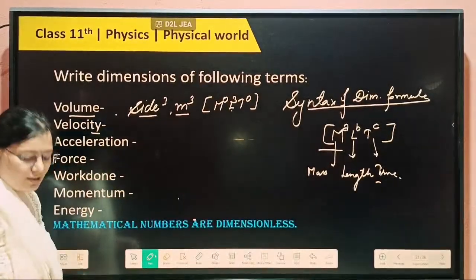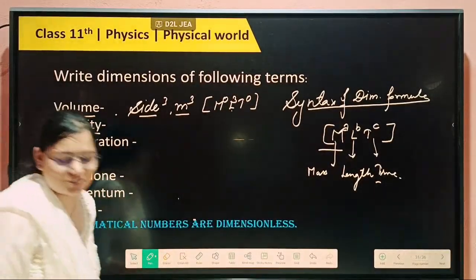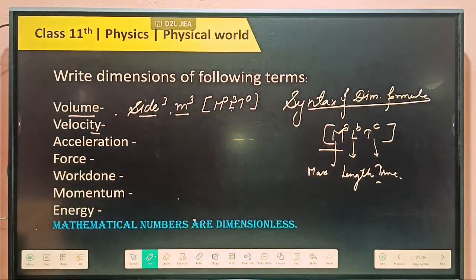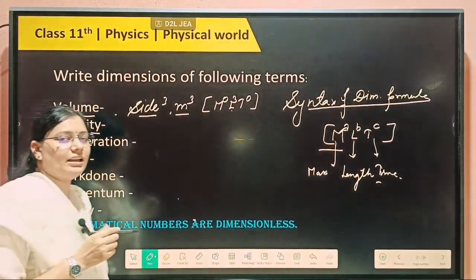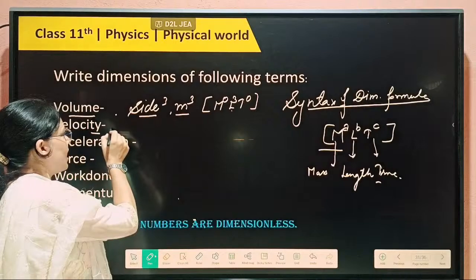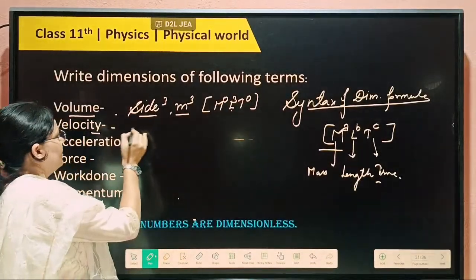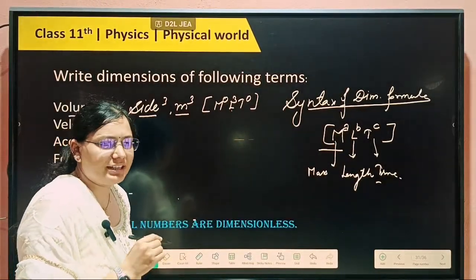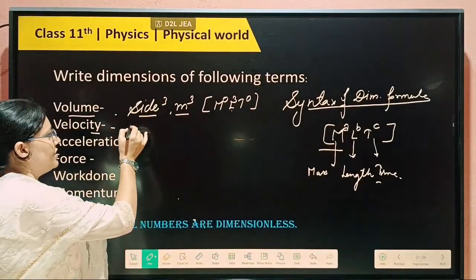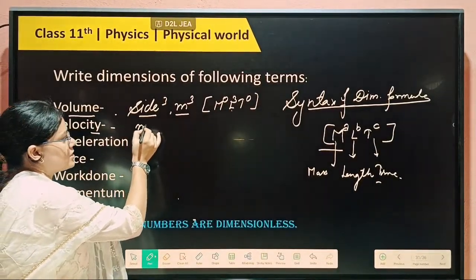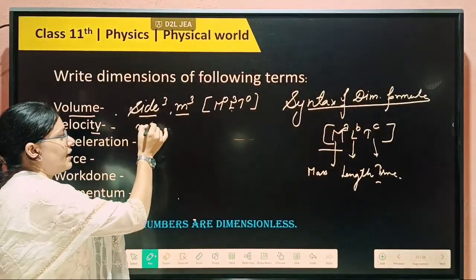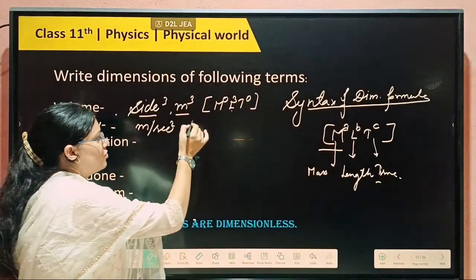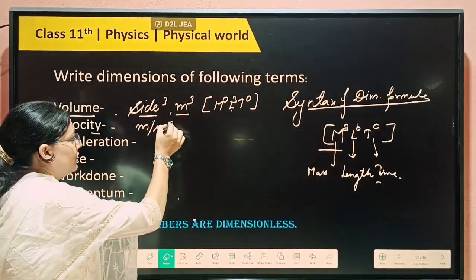Next quantity is velocity. For the velocity, how can we write it? You know about velocity: displacement per unit time is known as velocity. So for displacement per unit time, the displacement unit will be meter and the unit time will be second.